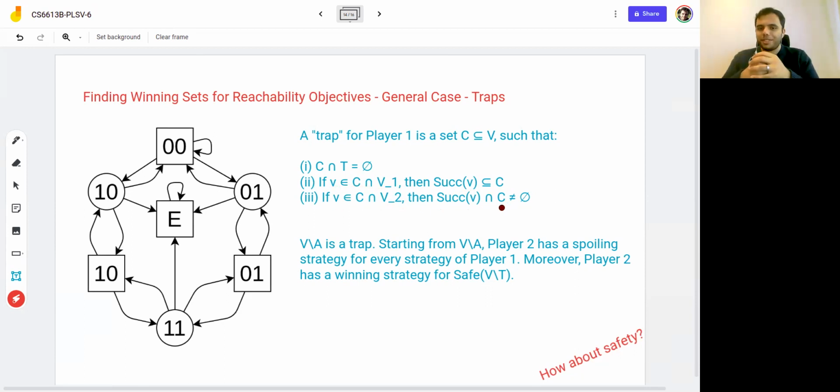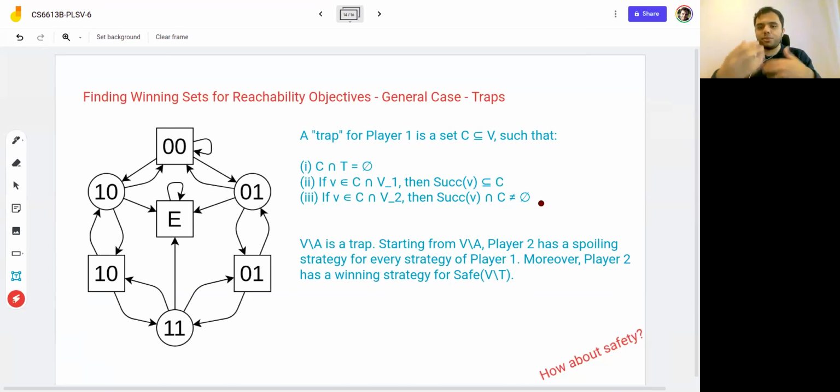According to the definition, it makes perfect sense, right? If you are in a trap as player one, you can never reach your target T because there is no target in the trap. And in every step, you cannot exit the trap. And in every step, the other player has the ability to keep you in this trap.